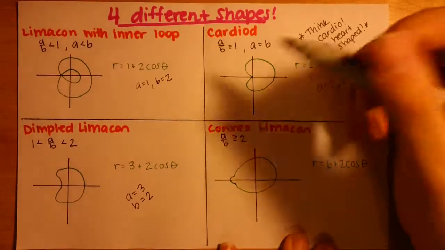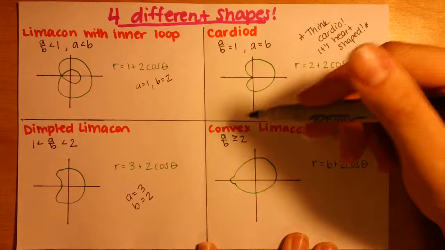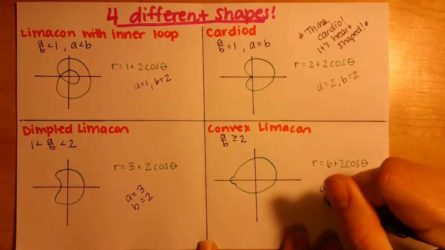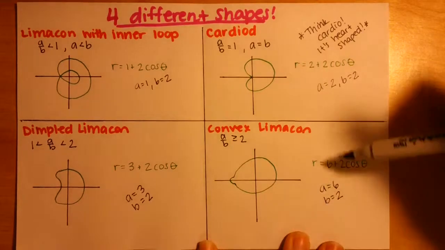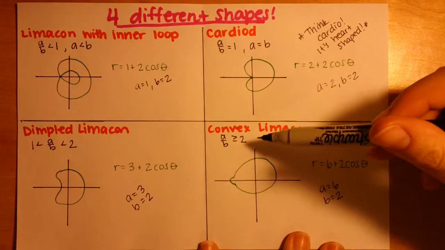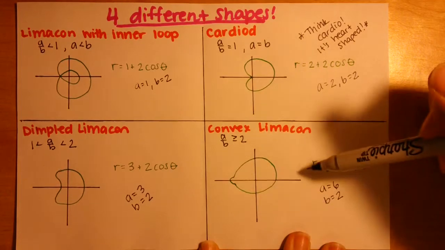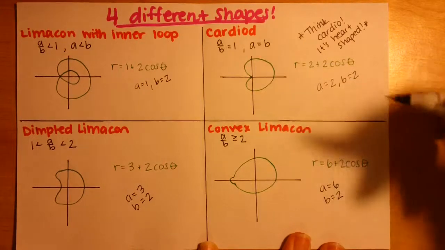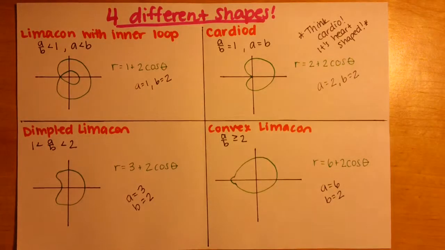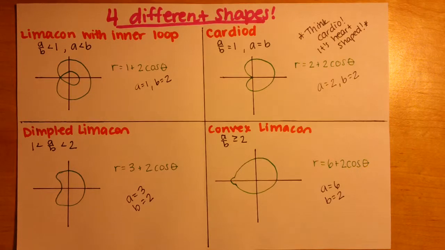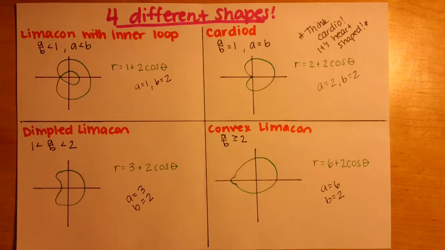The last one is a convex limacon, where a over b is greater than or equal to 2. My a equals 6 and my b equals 2. So my a over b is 3, which is indeed greater than or equal to 2. And the result is something that looks like a lime. So you think convex limacon looks like a lime. Those are the 4 types of limacon curves. Some of them will look a little bit different, but they'll all have the same general shape. So that is it for this lesson.